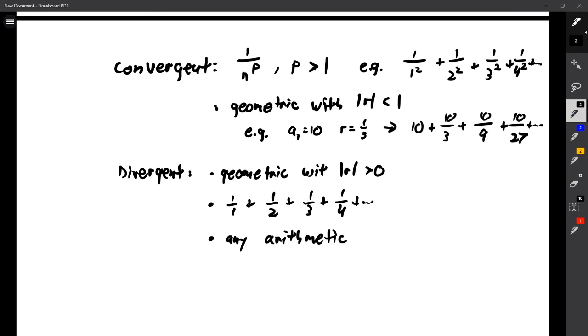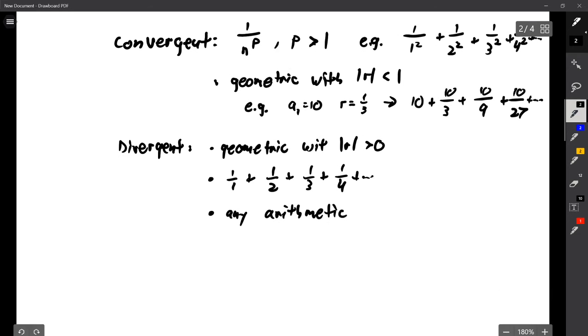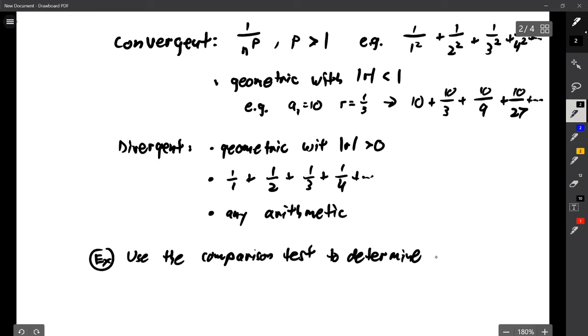And so the comparison test can be done just looking at the actual values, or sometimes it can be done in a helpful way by converting it to being in terms of n. So let's look at a couple. So this might be like here, example. Use the comparison test to determine if it is convergent or divergent. And let's say we have something like this.